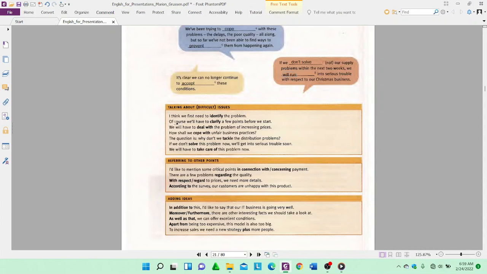Okay, yang kedua we can use, of course, we'll have to clarify a few points before we start. Ya kan? Kita harus memperjelas dulu beberapa poin sebelum kita mulai. Bisa juga ya. Atau kita pakai ekspresi deal with. You will have to deal with the problem of increasing prices. Kita akan harus apa? Ya, deal with. Ini nggak bisa dipisah ya. Deal with ini artinya kita harus menyelesaikan. Kira-kira begitu ya. Menyelesaikan the problem of increasing prices.